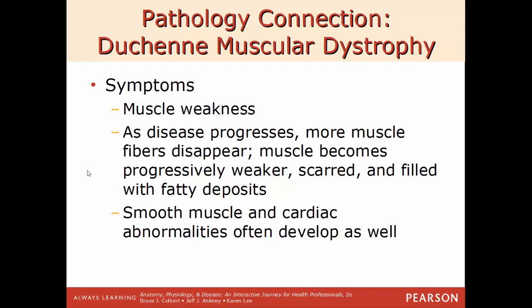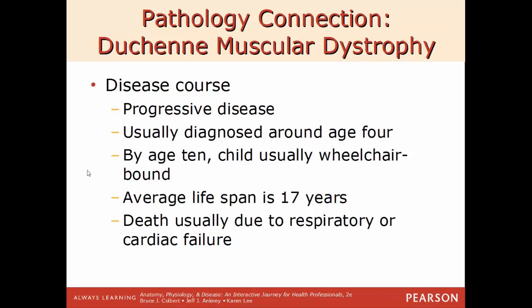So the muscles become weaker and weaker over time. They'll become more scarred, and then they'll be filled with fatty deposits in the place where they are torn apart. And then you also have smooth muscle and cardiac abnormalities will develop as well. The course of the disease, it is a progressive disease, which means it does get worse and worse until the end point. It's usually diagnosed around the age of 4.